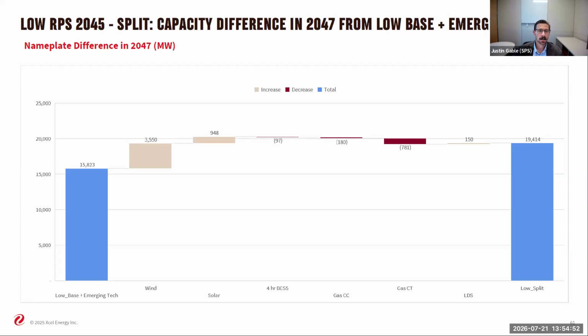We see a significant build out of wind, a smaller build out of solar, reduction of the gas, and then a minor share of both short duration and long duration storage technologies to meet the RPS scenario on a low forecast basis.